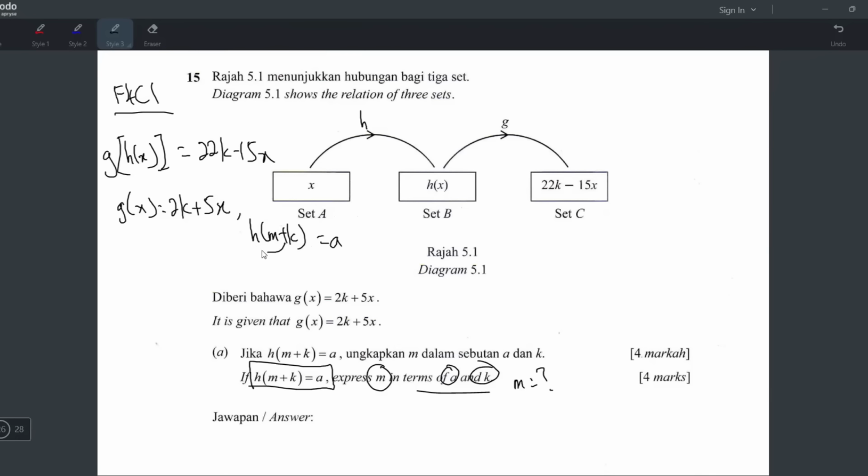Because if we don't have h(x), how do we do this one? Because you have to take m plus k and substitute into function h(x). But we don't even have h(x). So we will use these two pieces of information and find h(x) first. Alright, if they give a single function and a composite, and you want to find the single back, you have to always start with the composite first. So let's write down the composite function like that.